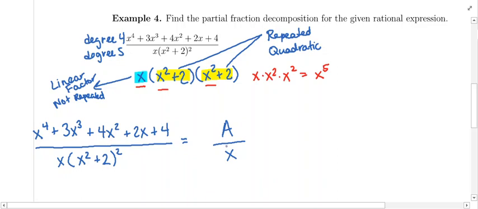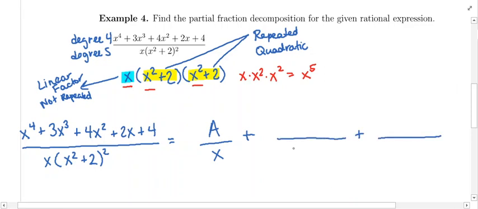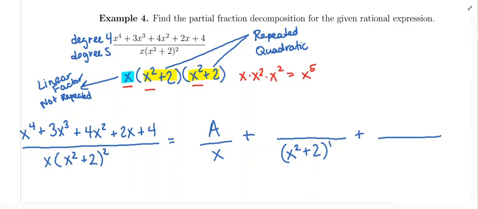Now we're going to move on to the x squared plus 2, those yellow guys. These are repeated factors. It's repeated 2 times, so it's going to produce 2 different fractions. The denominator of the first fraction is going to be the factor raised to the first power. So essentially, this is just going to be x squared plus 2, because if it's raised to the first power, you don't need to actually write that.